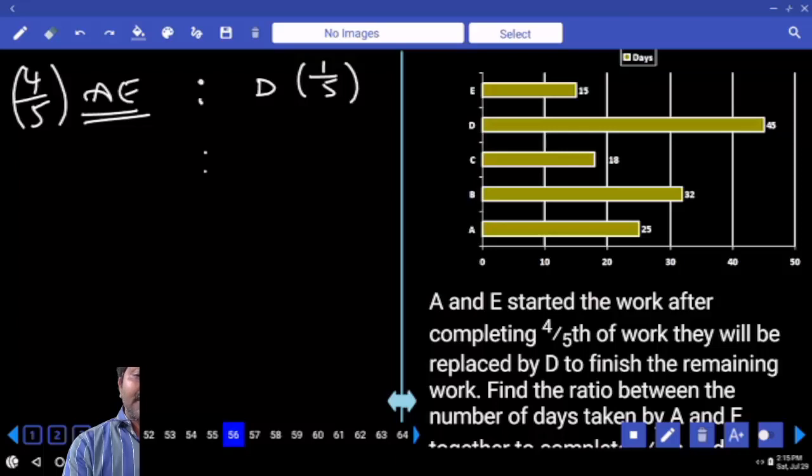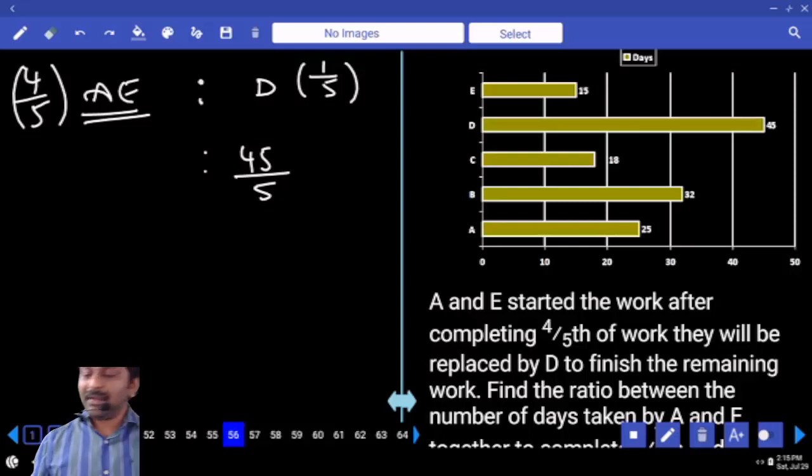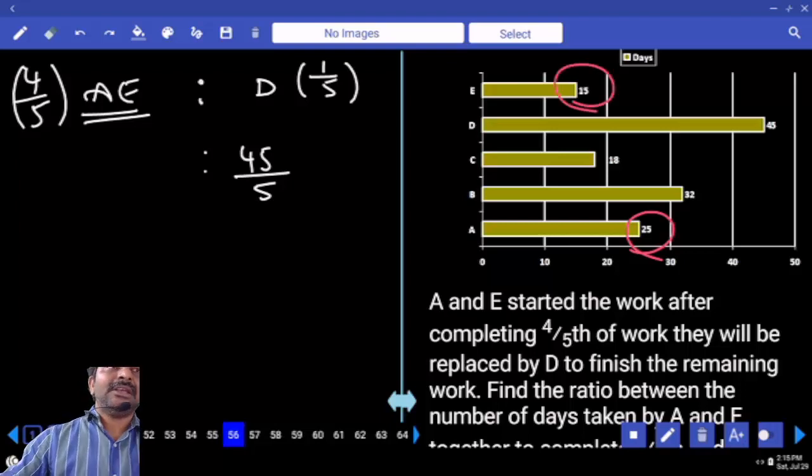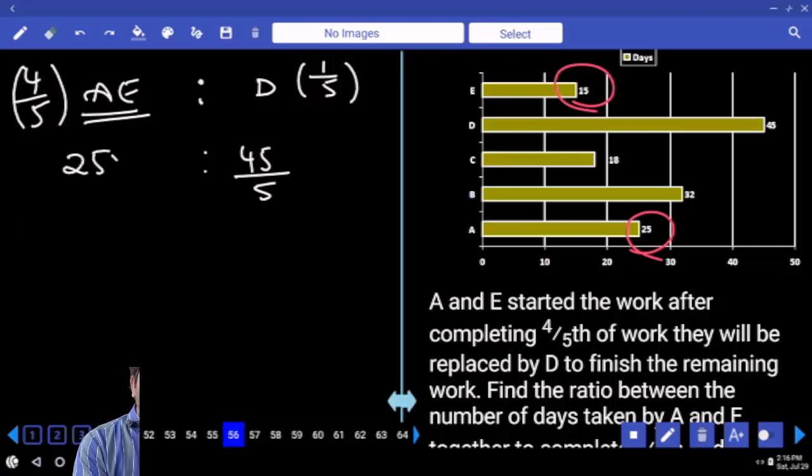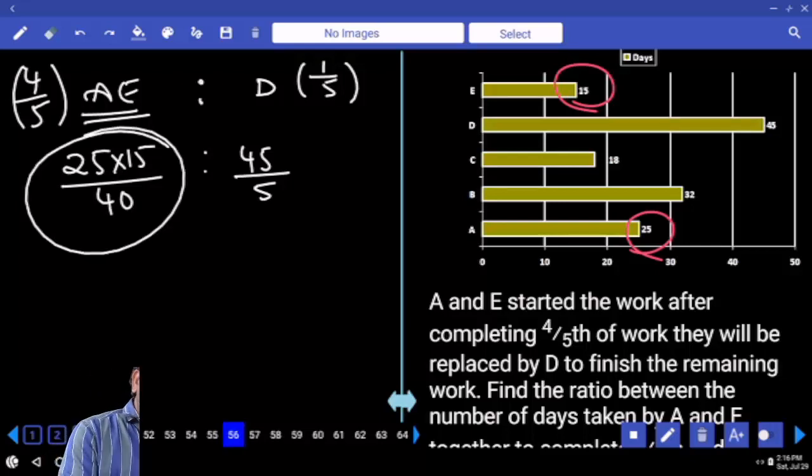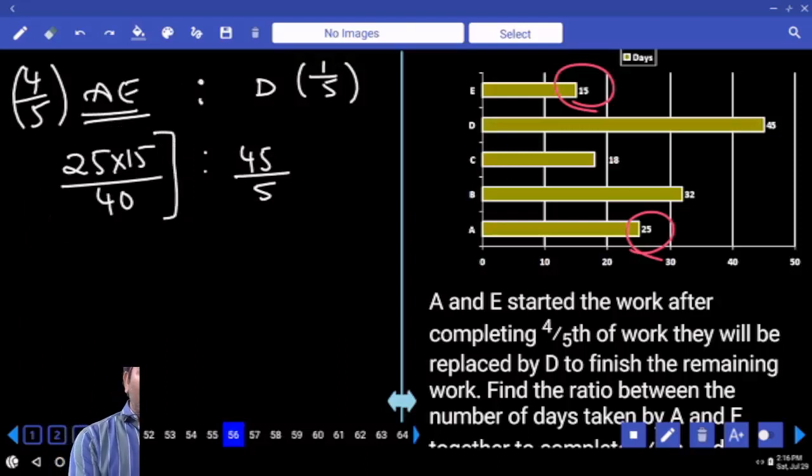Okay, D can complete the total work in how many days? Then 1/5 can be done in 45 into 1 by 5 only. Okay, now A alone can do the work in how many days? B alone, E alone 15. Together they can do it in AB by A plus B, which is 40. This is the time taken by AE together to complete the work, correct? But they need to complete only 4/5 of the work.